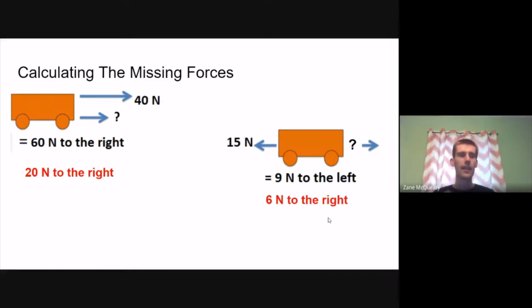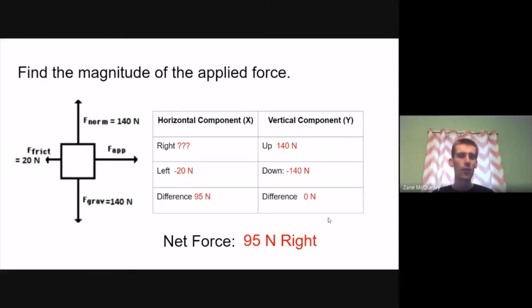Now let's put that in multiple dimensions. In the horizontal component, we have a missing applied force that we don't know. To the left, we have negative 20 newtons, and the difference is 95.